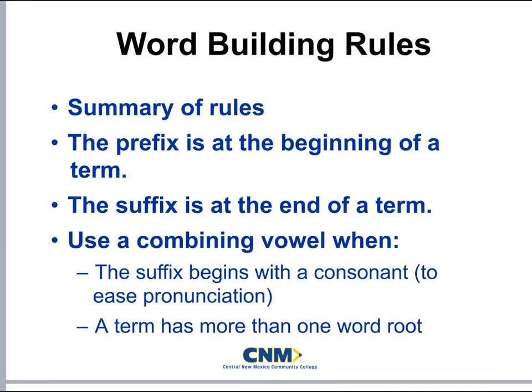A summary of the rules: the prefix is at the beginning of a term. The suffix is at the end of a term. You use a combining vowel when the suffix begins with a consonant or the term has more than one word root. And again, a good example is cardiopulmonary.